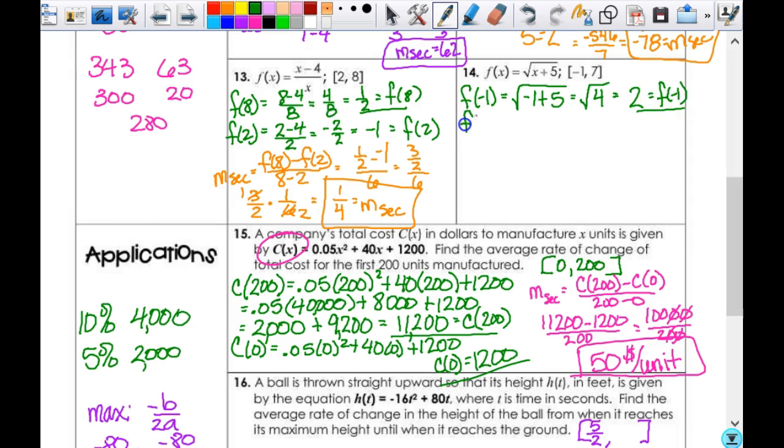Then I have to find f of 7. It's the square root of 7 plus 5, which is the square root of 12. Is that a perfect square? No. Do I reach for my calculator? No, not unless you want me to slap your hand. Then you got to simplify it. What does that simplify to? 2 square root of 3. Good. 2 square root of 3, and that is f of 7.